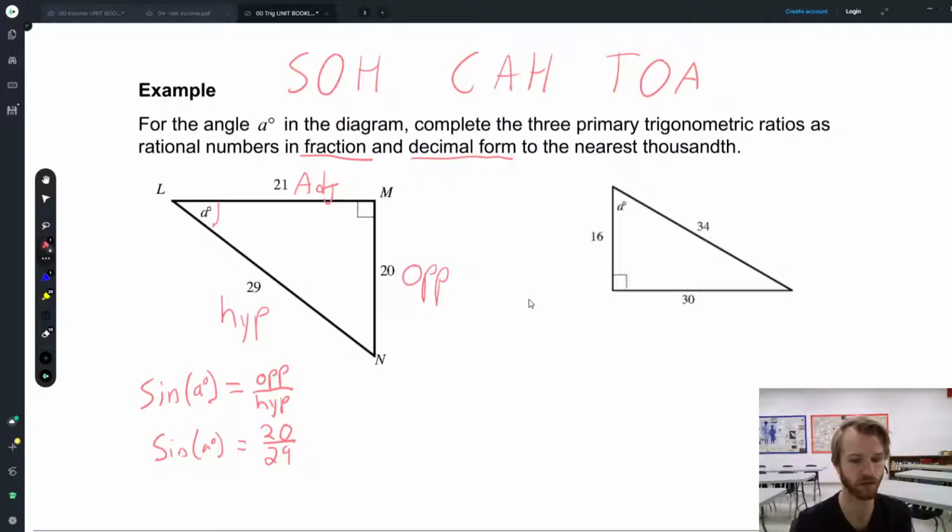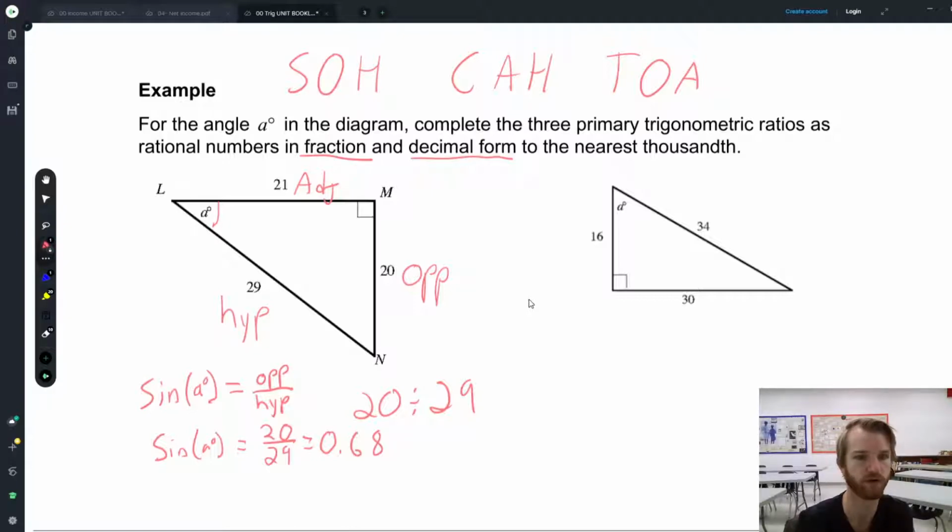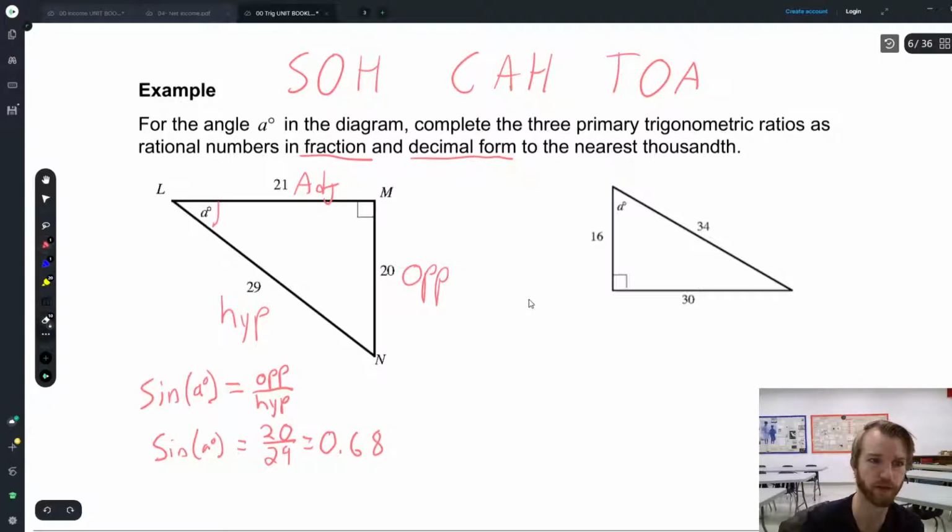You are just taking your calculator and saying 20 divided by 29. That's it. 20 divided by 29 is 0.68. So our sine ratio is equal to 20 over 29. Another way of writing that is 0.68. And we are done with our sine ratio. Again, right now, this is not very useful. It will be useful later on.